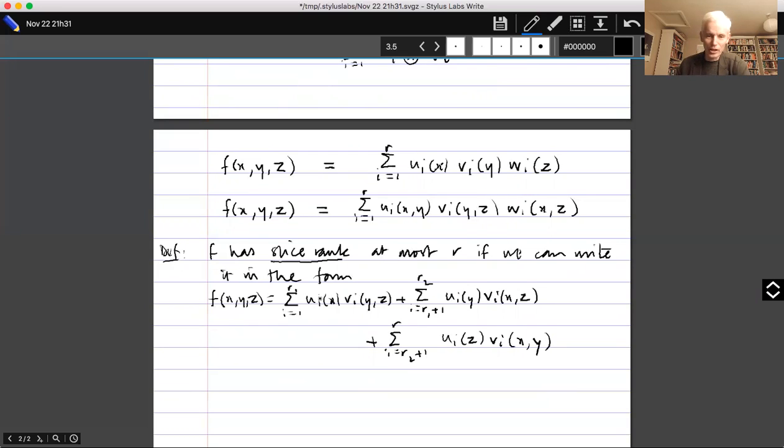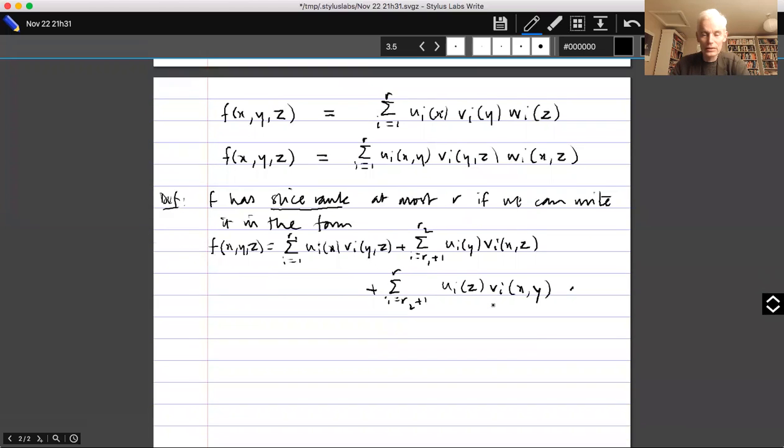It's a slightly strange notation because the u_i's are functions of x up to r1, and then between r1 and r2 they're functions of y, and between r2 and r they're functions of z. But I'd rather do that than have to choose 6 different letters. And it's actually not ambiguous when you think about it. So that's what we mean by slice rank. And we say it's slice rank r because the number of different basic functions we've used here is r.